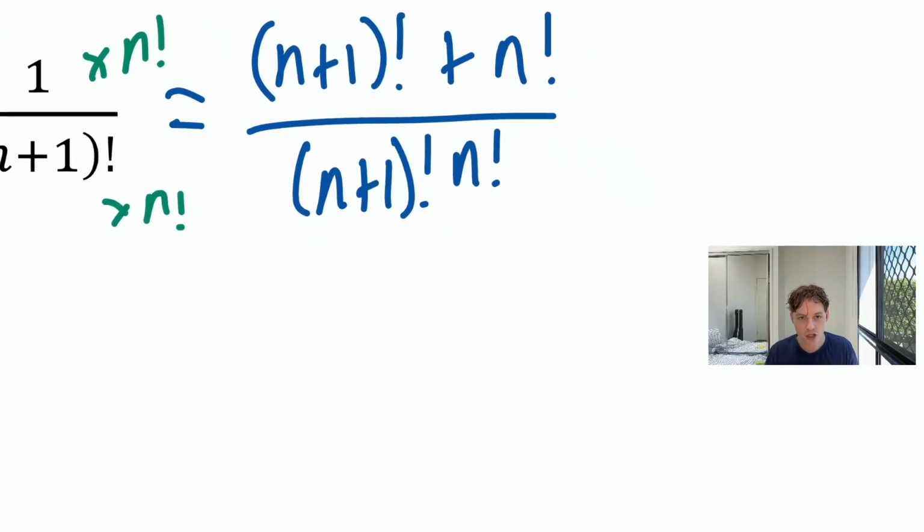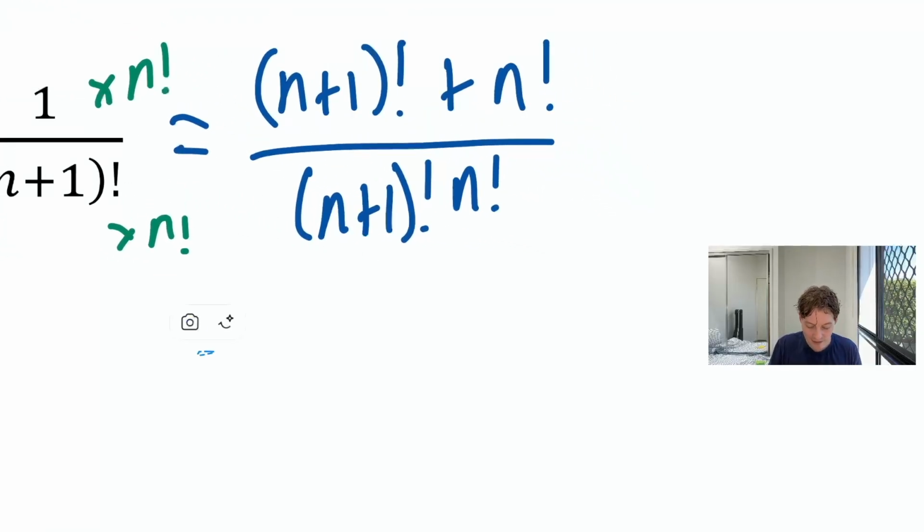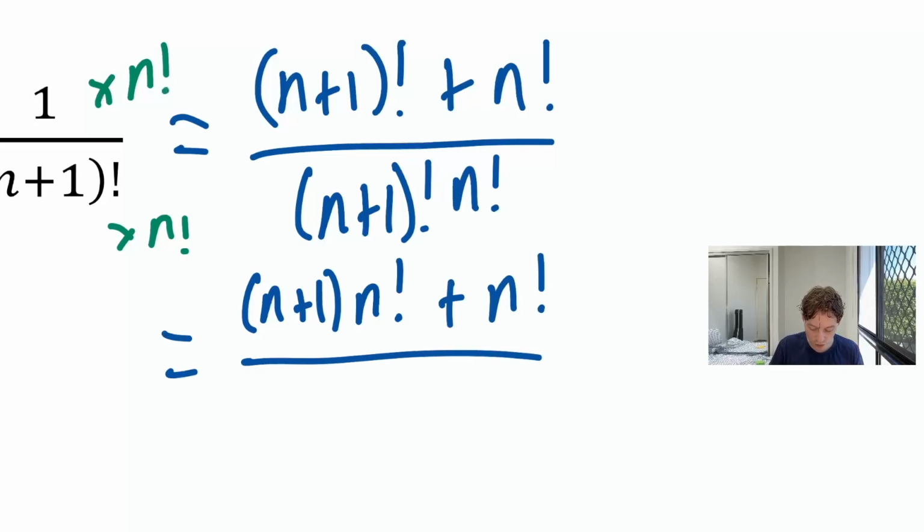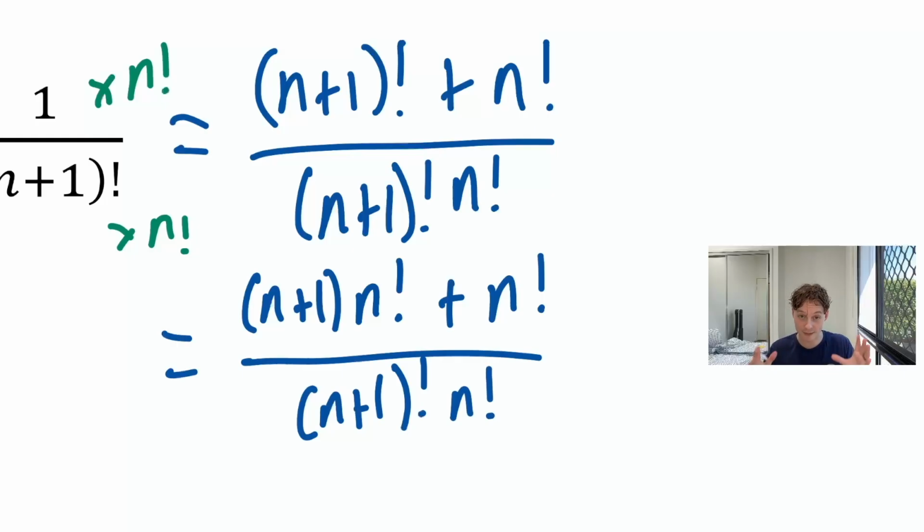Well, if I consider my numerator here, I have n!, I have (n+1)!. I can write that similar to the previous example. That can become (n+1) multiplied by n! plus n!, all divided by (n+1)! multiplied by n!. So a lot of exclamation marks, okay? But hopefully we can identify, hey, I've got a common factor here and here. Both terms are multiplied by n!. I can now take this term and bring it out the front. I can take a common factor out the front.